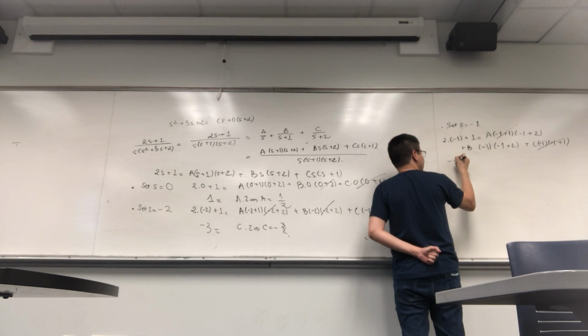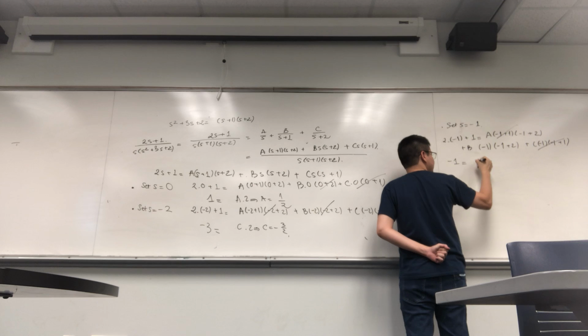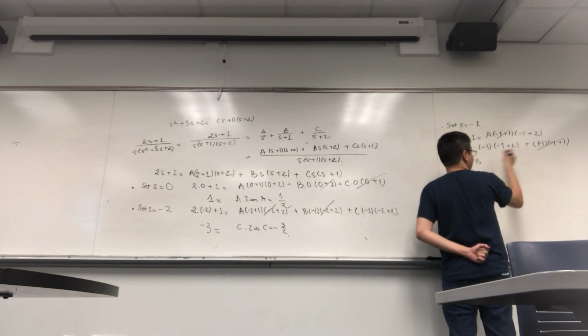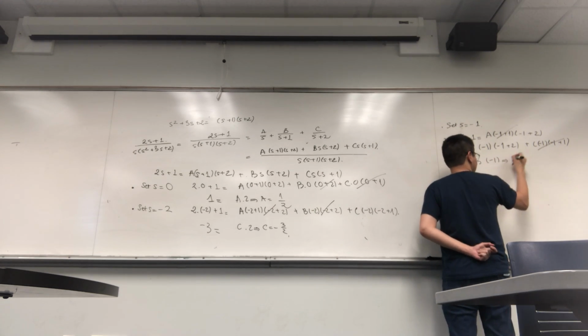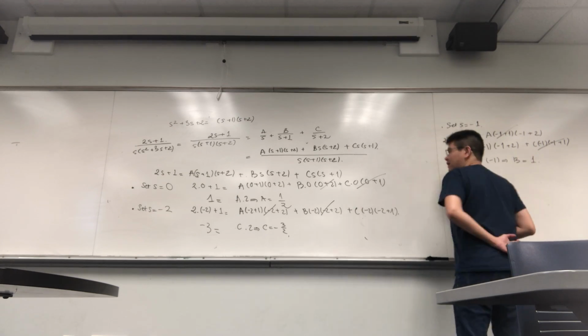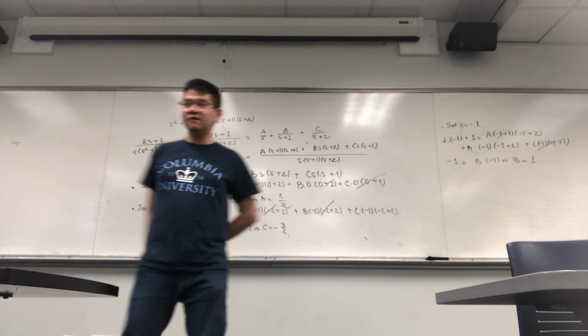So this gives me minus 1 is equal to b times minus 1. So b is 1. Right? After that, I put everything back into the formula.